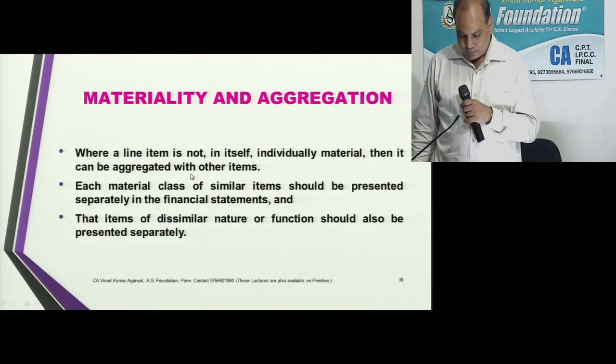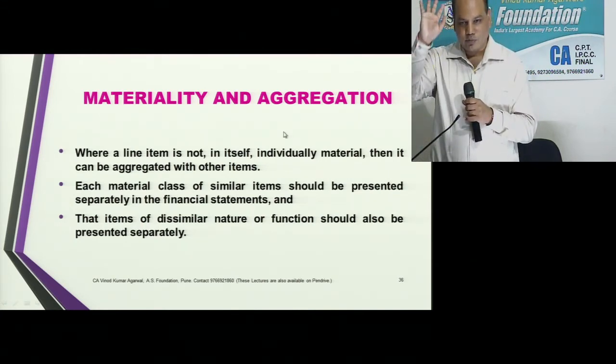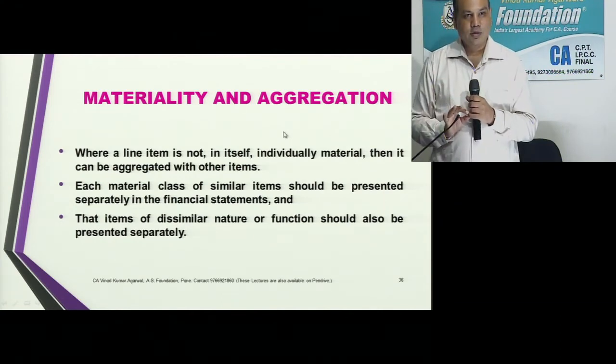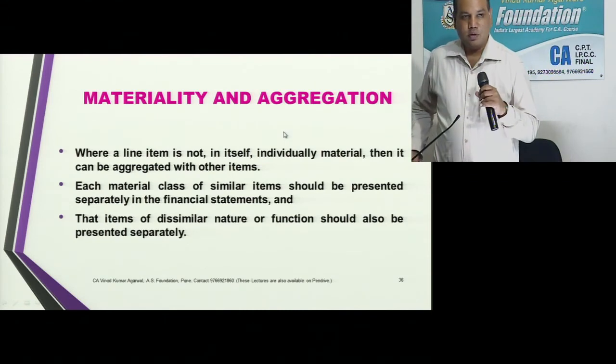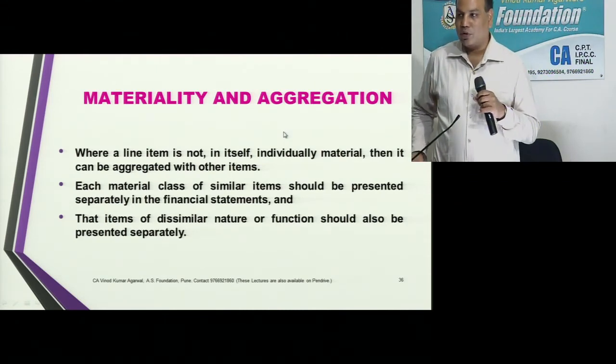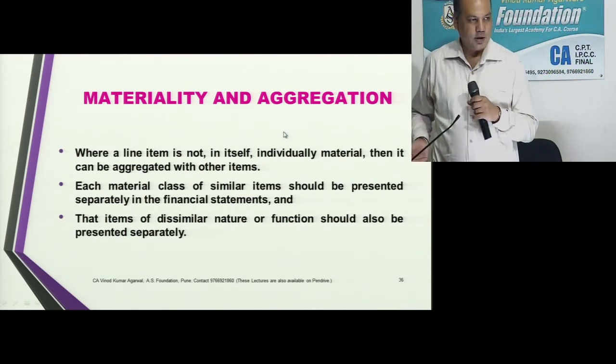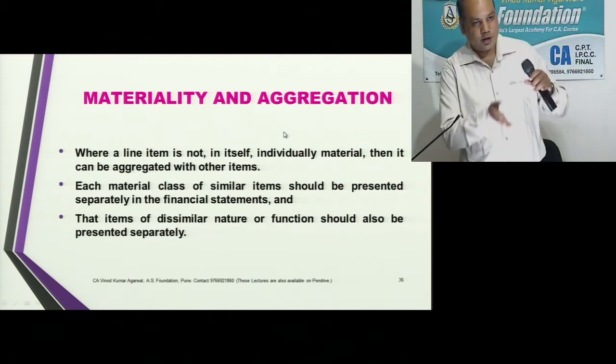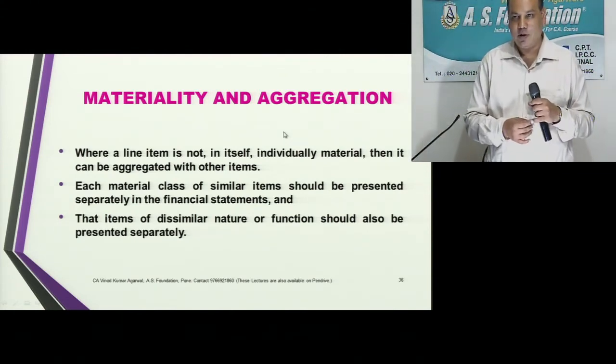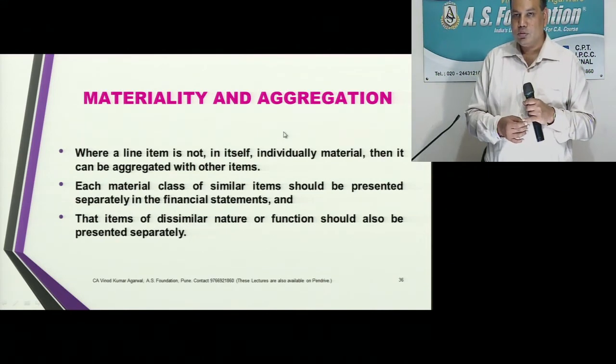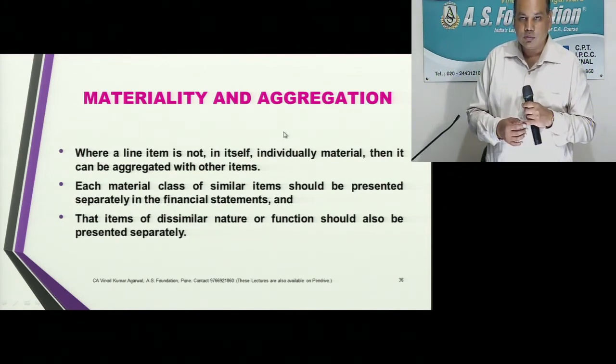Next is materiality and aggregation. Have you seen trial balance of some very big company? If you have audited some listed company, you'll find trial balance runs into hundreds of pages. If not 100, 40, 60, 70, 80 pages. Are we going to write all these items in the financial statement individually? No. Then what you have to do?